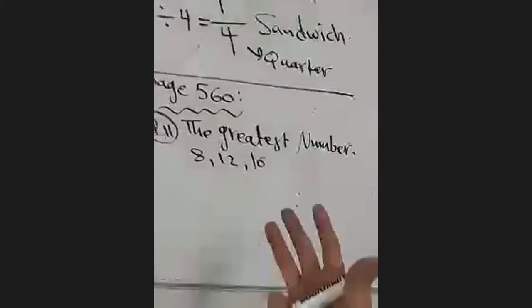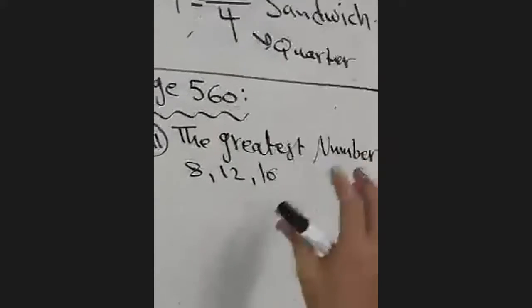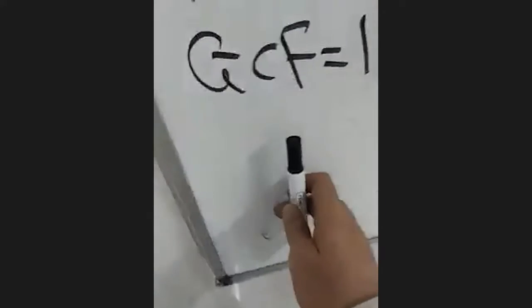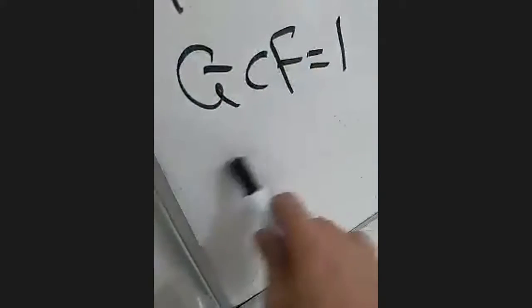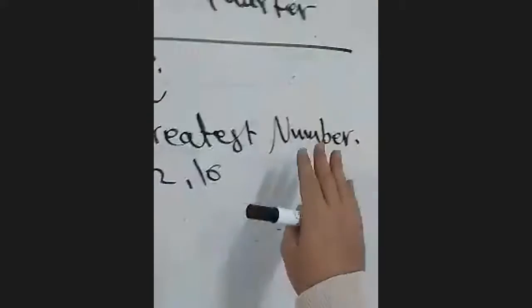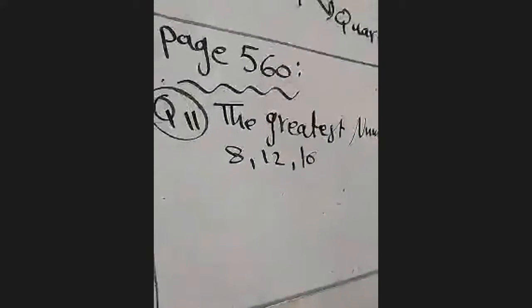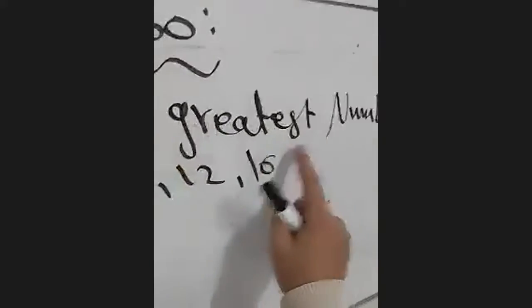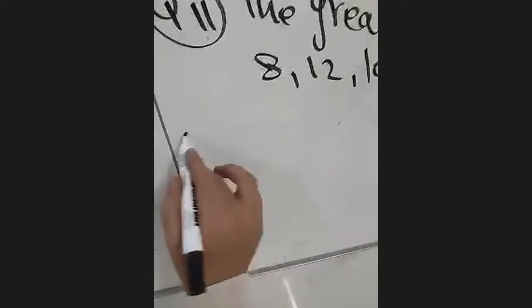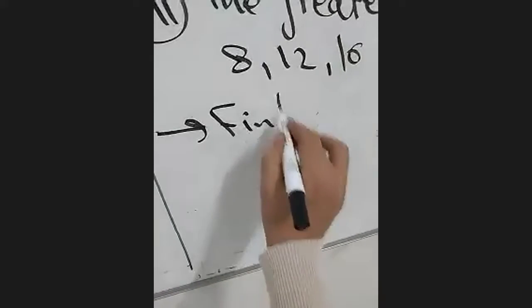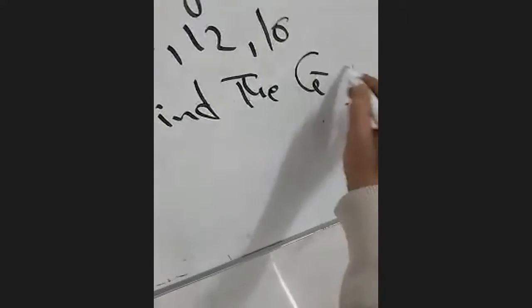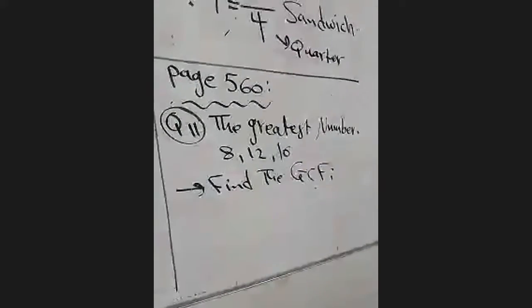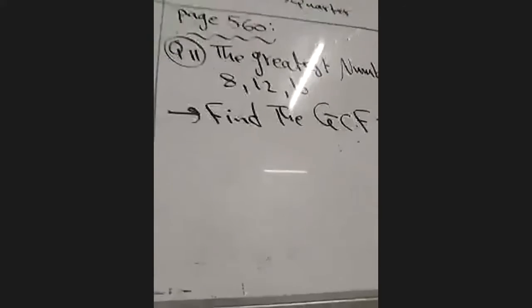So the question wants the greatest number of photos on each page. Means what? The GCF, the greatest common factor. They want the greatest number of photos they can put on each page. So from this word, we know that we need to find the greatest common factor of these 3 numbers, right? Do you know how we find the greatest common factor, Muhammad?